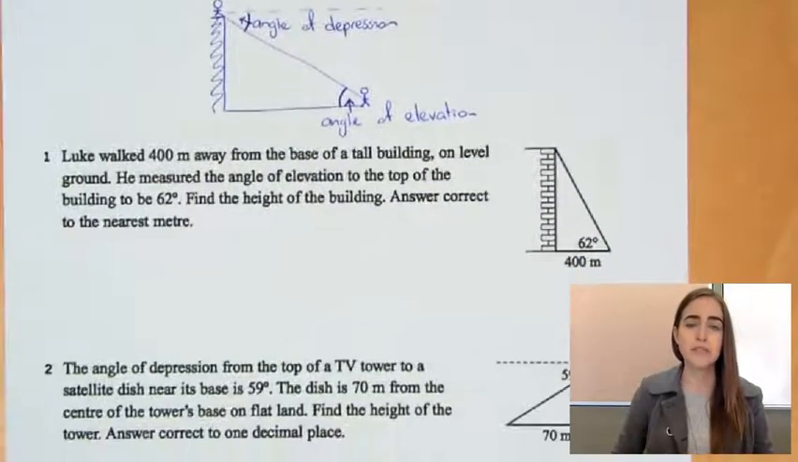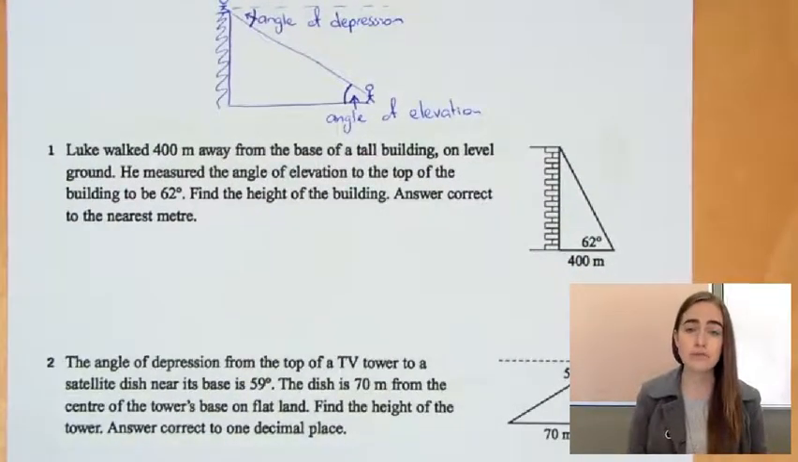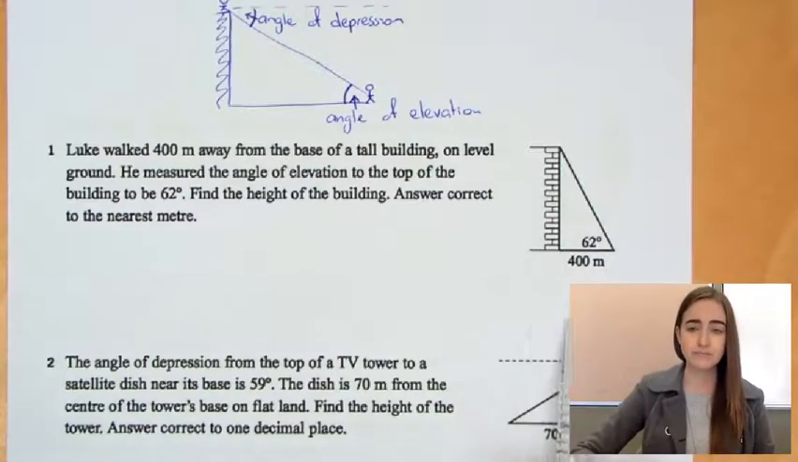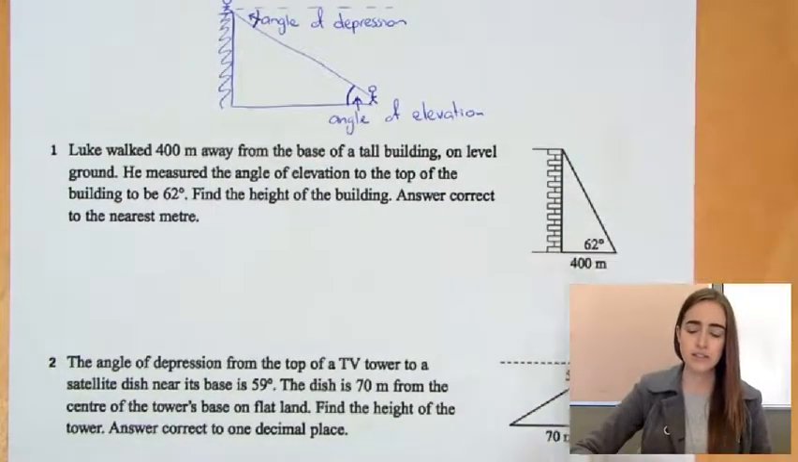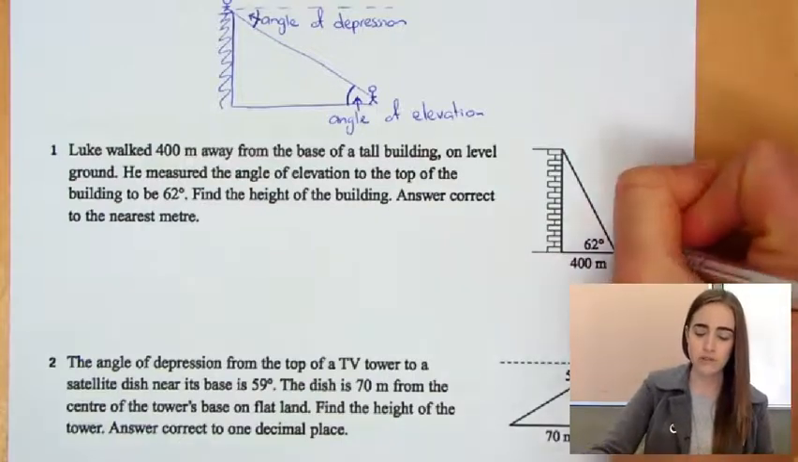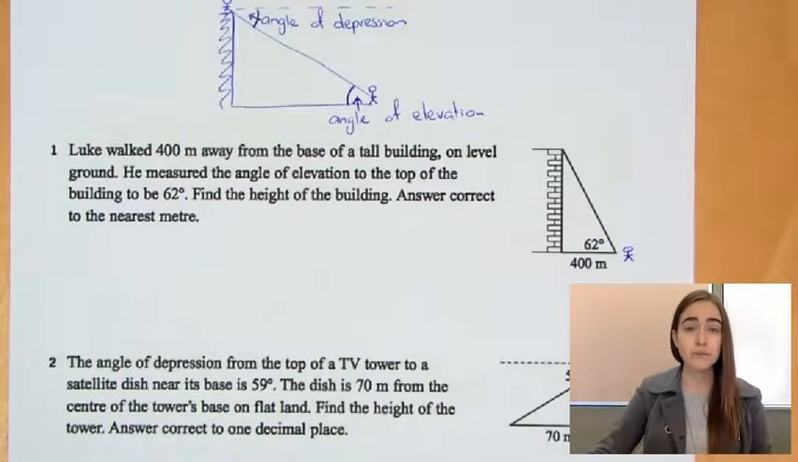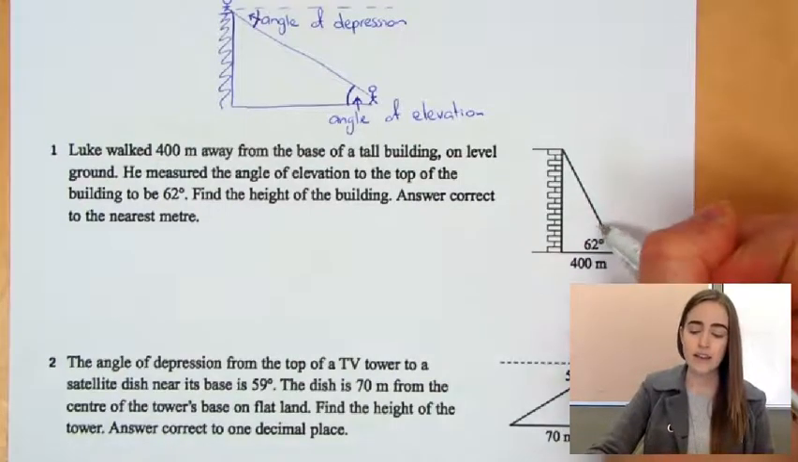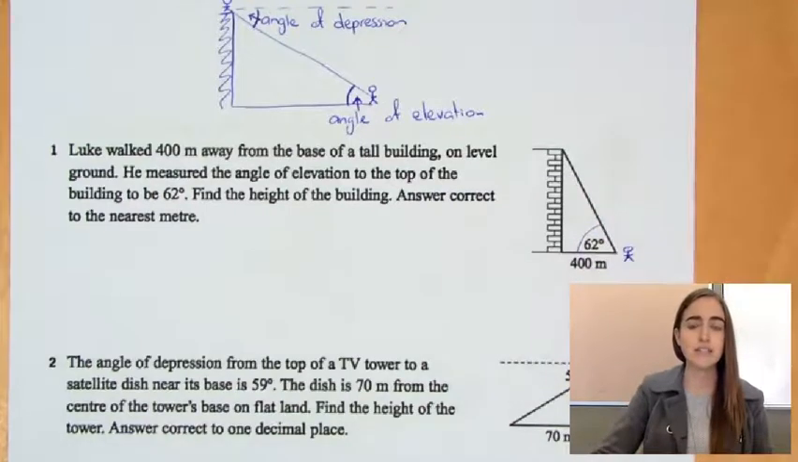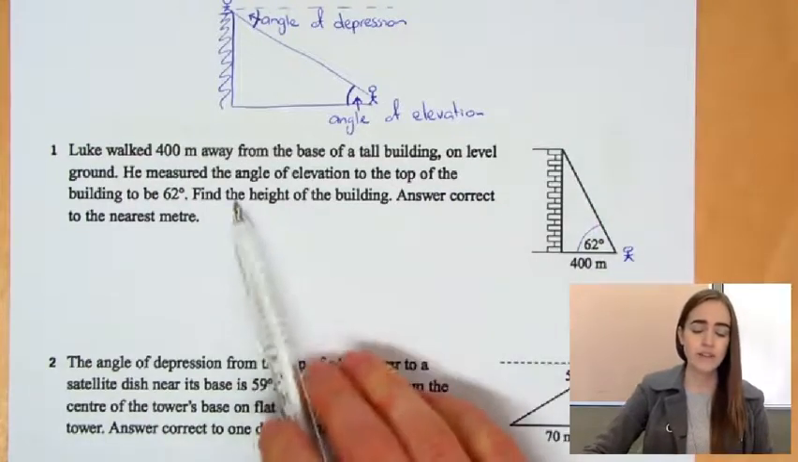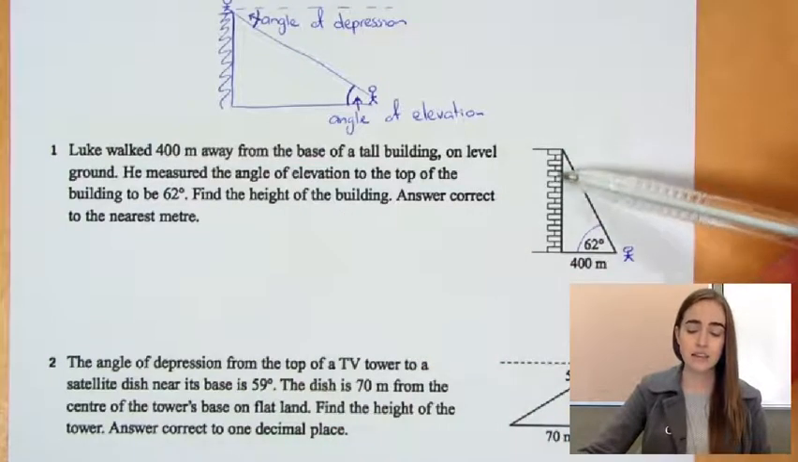So our first problem says, Luke walked 400 metres away from the base of a tall building on level ground. He measured the angle of elevation to the top of the building to be 62 degrees, and we want to find the height of the building correct to the nearest metre. So we've been given a diagram. So this is our building here. It says Luke walks 400 metres away, so that means Luke's the one standing over here. And it says the angle of elevation to the top of the building is 62 degrees. So that's our angle in there, has been measured to be 62. It asks us to find the height of the building. So that's going to be this length along here.